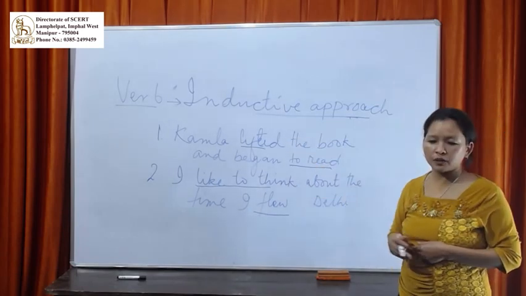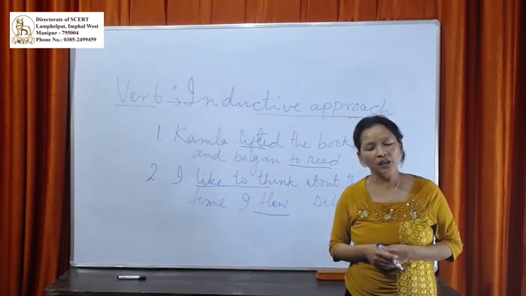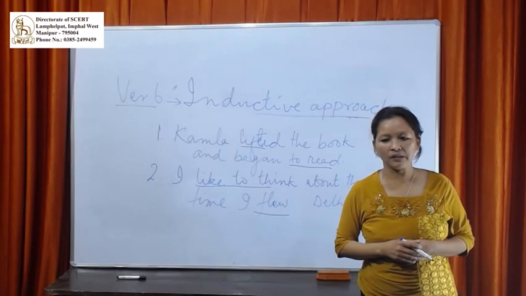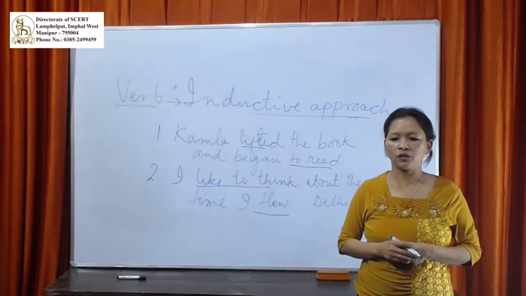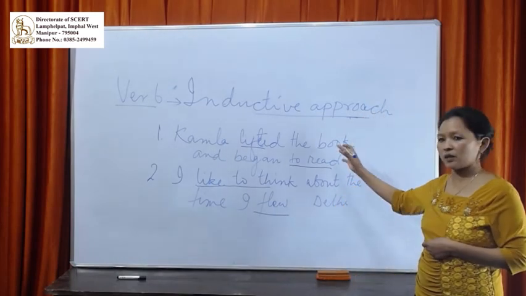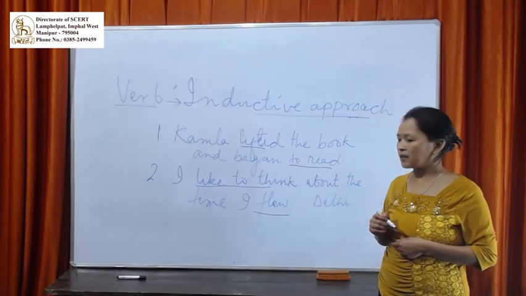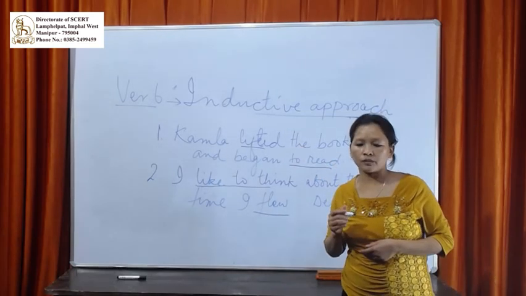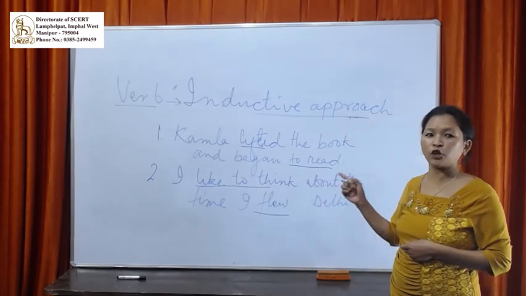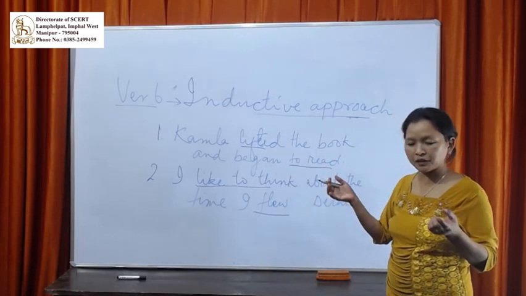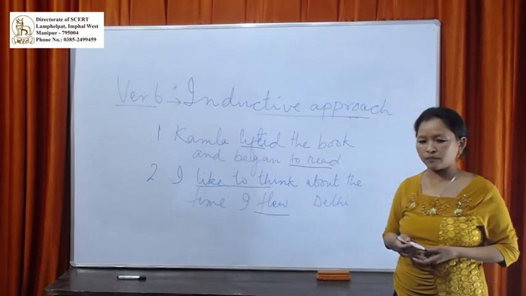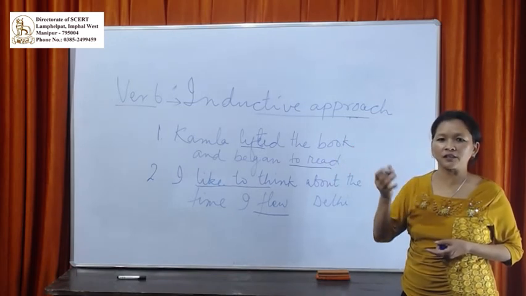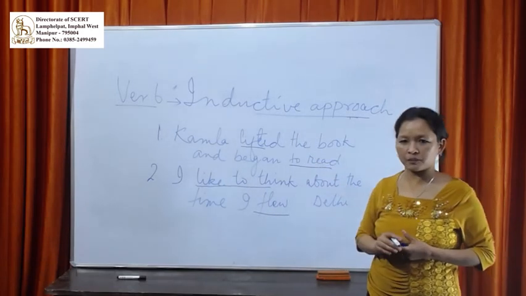So from these two kinds of verbs, we can draw our conclusion. If we have to define what a verb is, a verb expresses action or shows the very doing of an action by someone. In these two kinds of sentences, these are action verbs. Action verbs show some kind of activity, either physical or mental. Lifting and reading is a physical activity. But like to think, flew. I like to think is a mental process. What I think, people cannot see. So these are action verbs.